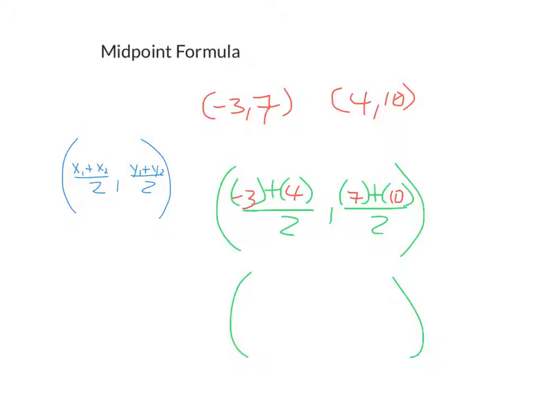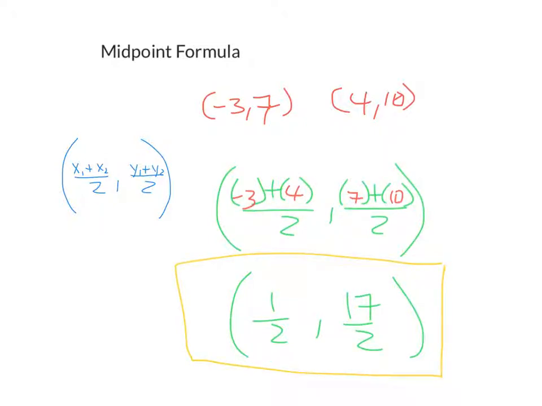So we have -3 and 4. That's going to be 1 over 2. And then we're going to have 17 over 2. I'm actually going to leave it like this. I mean, we could be like 0.5 and 8.5, but it's okay to have fractions too. That's actually the midpoint between these two. Hopefully you got that. Moving on.